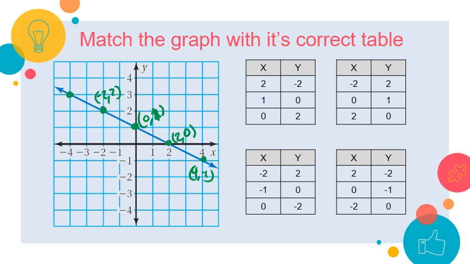So let's see, which graph has 0, 1? Do I have 2, 0? Yep. Do I have negative 2? Yep. There is my matching graph.